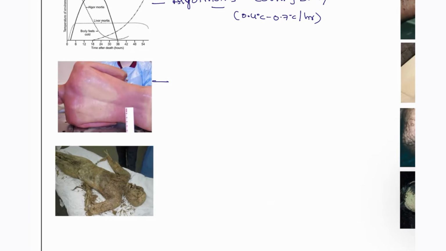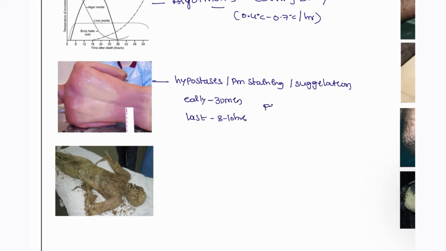This is known as hypostasis, or the post-mortem staining, also known as suggillation. Early it is going to start by 30 minutes, and it will last for 8 to 10 hours. But when it is fixed, it will be fixed by 6 hours.